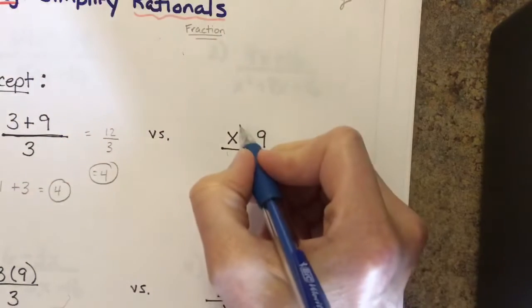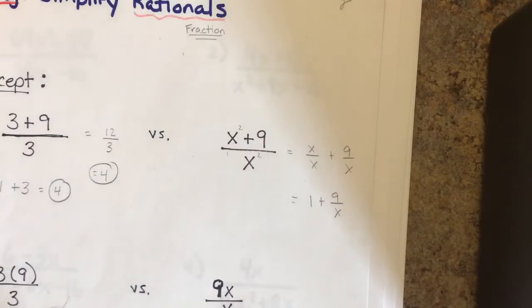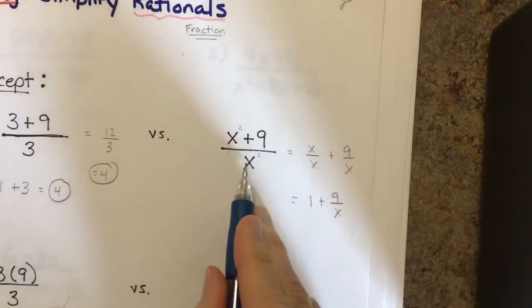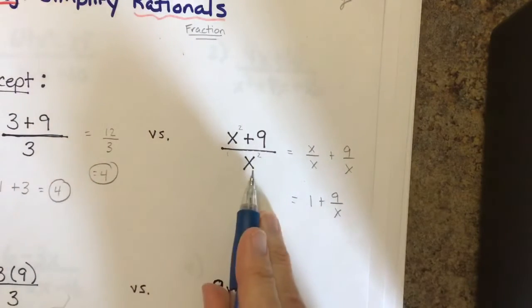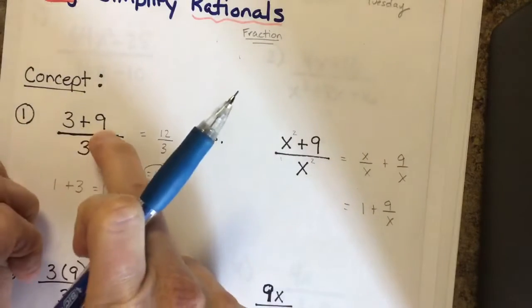If these were x squareds instead of x's, all right? Same thing, I cannot just cancel out my x squareds, okay? For the same reason, I can't just cancel out those 3's and say this is 9, okay?